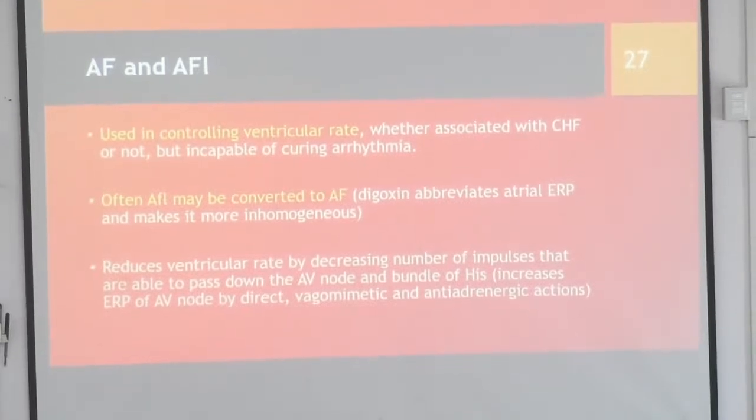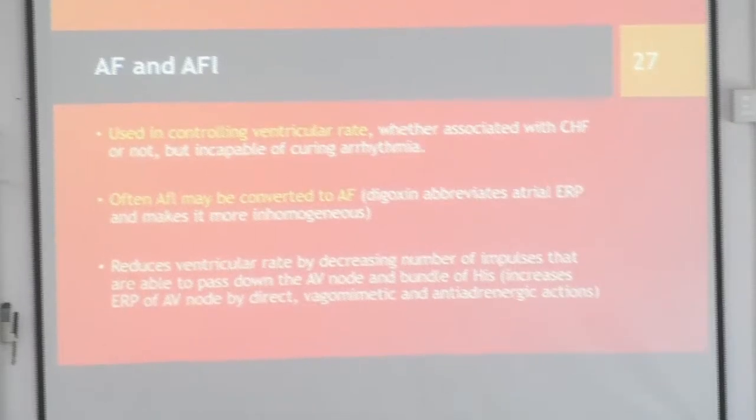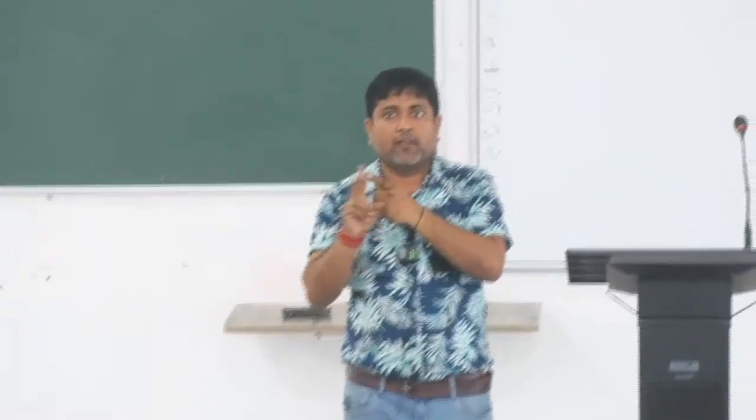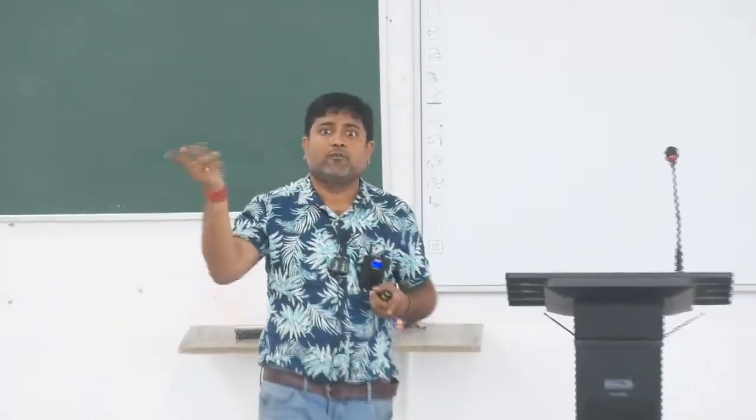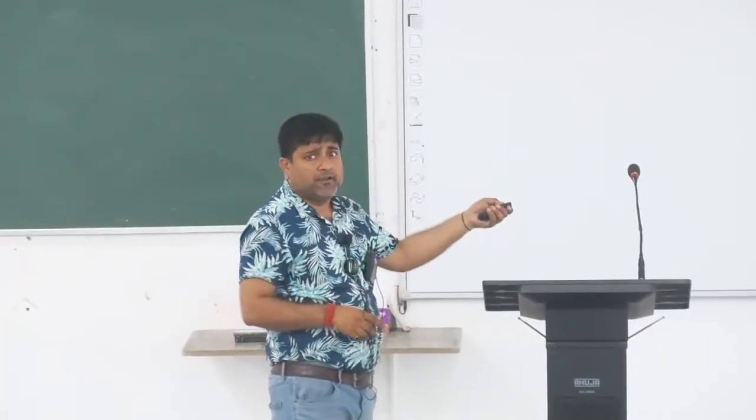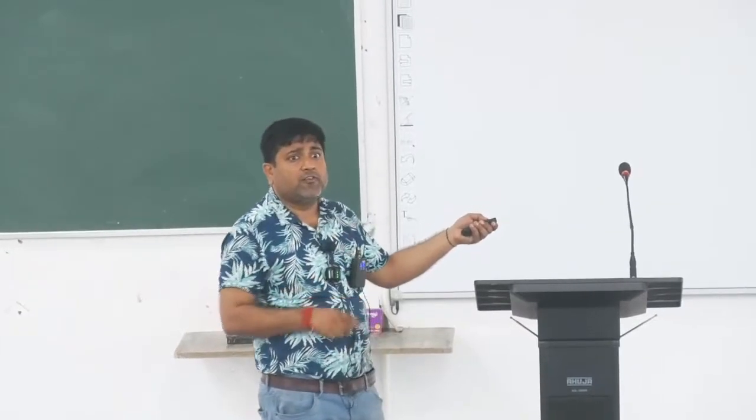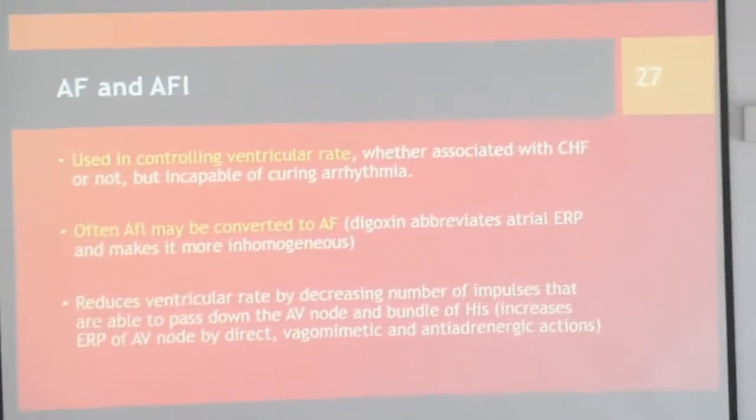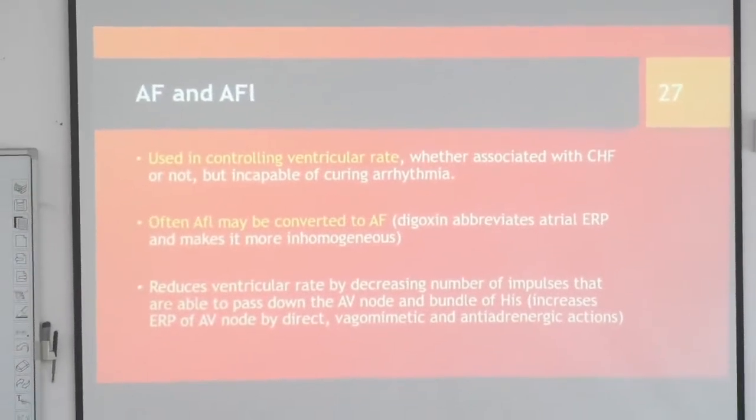arrhythmia. We treat atrial flutter and atrial fibrillation patients in two ways. One is by controlling the heartbeat, controlling the ventricular rate; the other is by reverting the rhythm. It is not reverting the arrhythmia, it is controlling the ventricular rate. Often atrial flutter may be converted to atrial fibrillation.